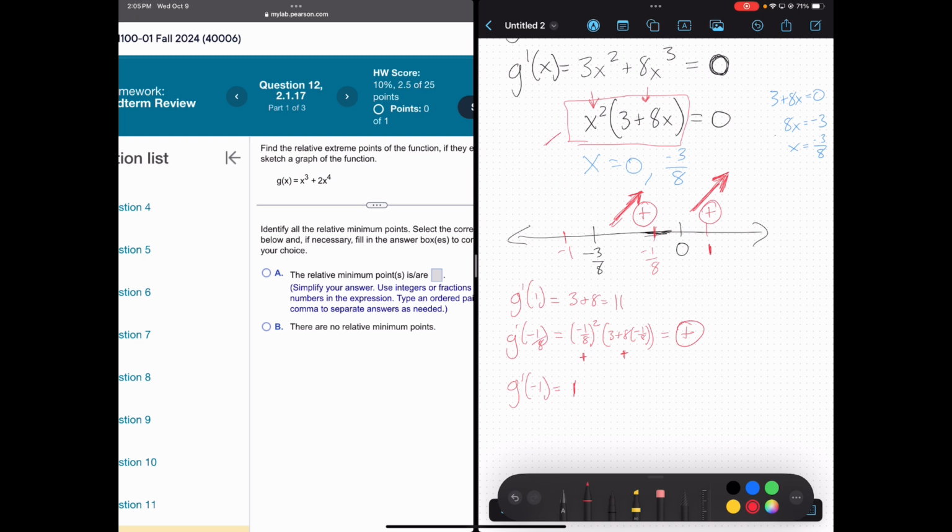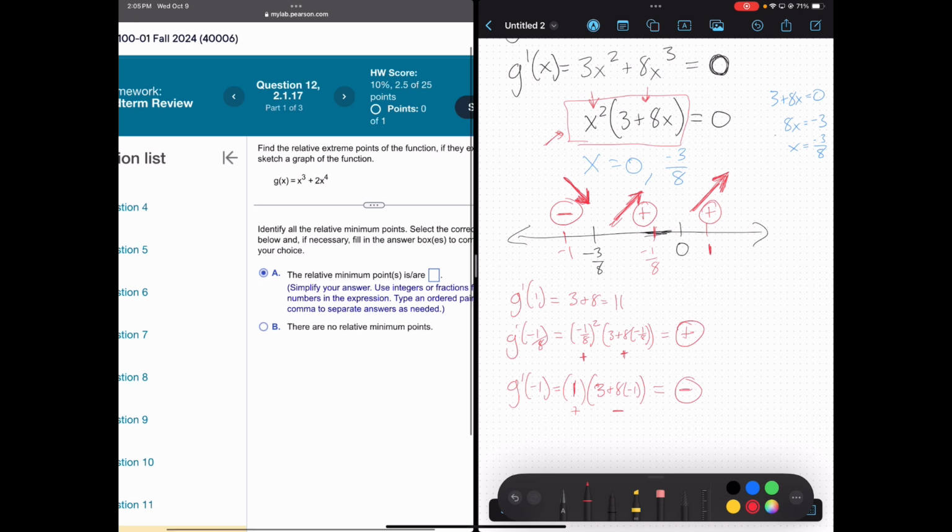I'm using this one again. So I get positive 1 because negative 1 squared is positive 1. And then when I plug in negative 1 over here, I get 3 plus 8 times negative 1, which of course is going to be negative, right? You've got 3 minus 8. It's negative 5. So this one's positive. This one's negative. So overall, you end up with a negative value, and your function is decreasing over that interval. Okay. What does that mean about negative 3/8? It's a relative minimum. So for this first one, I already know that there is a relative minimum.